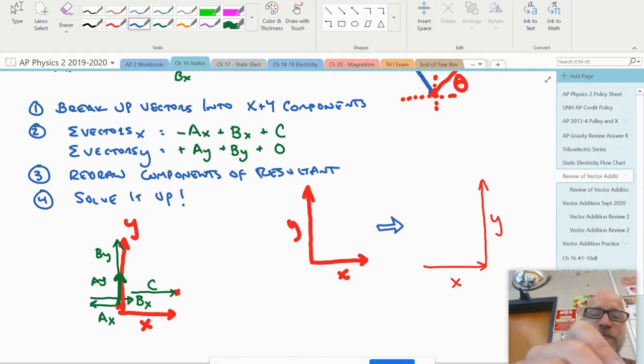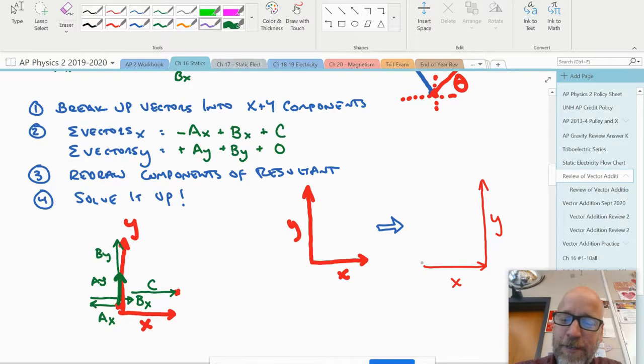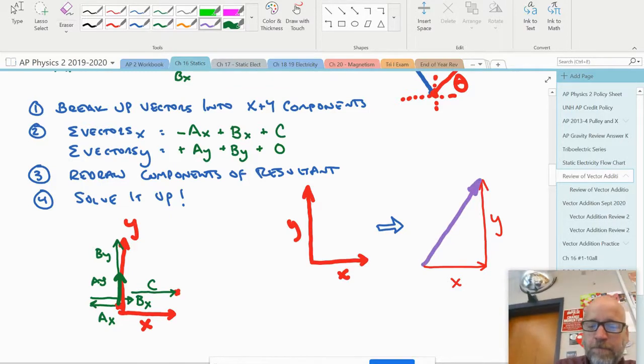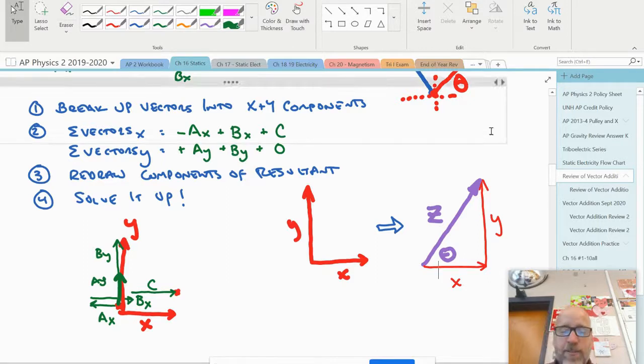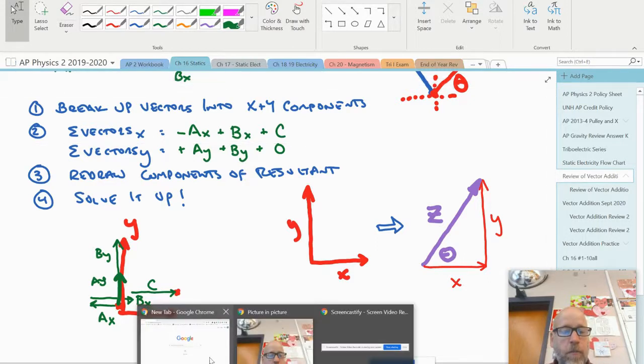And if I draw in the resultant from the beginning to the end, I'll call that Z, and an angle theta. All right, I'm going to stop there for now. We're going to do a tricky problem that ties this all together in just a moment. We'll go on to the soothing music.